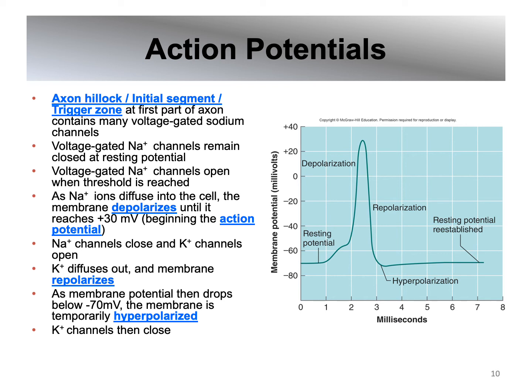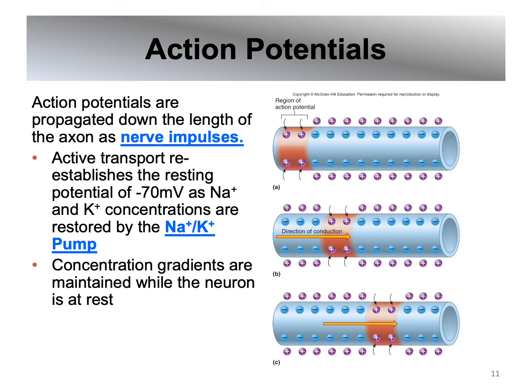Sodium channels close in that moment, and potassium channels open, and potassium diffuses out and the membrane repolarizes. Follow me on this graphic. As the membrane potential then drops below minus 70 millivolts, because the potassium channels are kind of slow to open and slow to close, the membrane is temporarily hyperpolarized. Then potassium channels close, and the resting membrane potential is re-established by the sodium potassium pump.